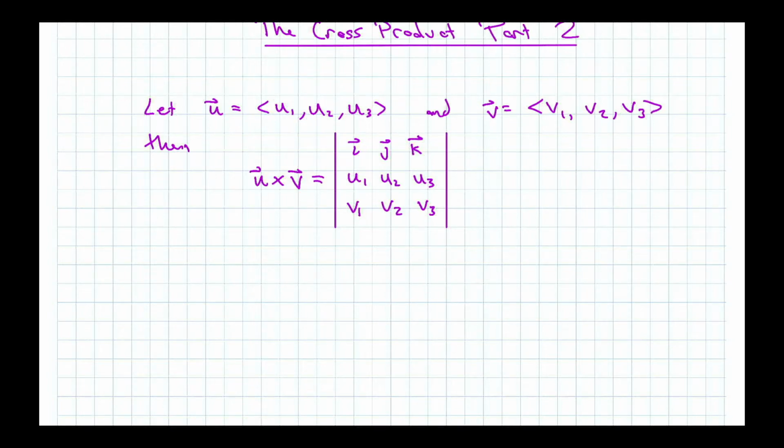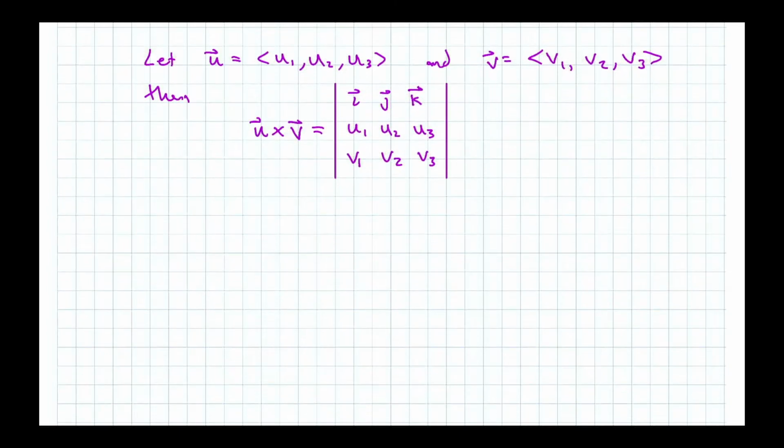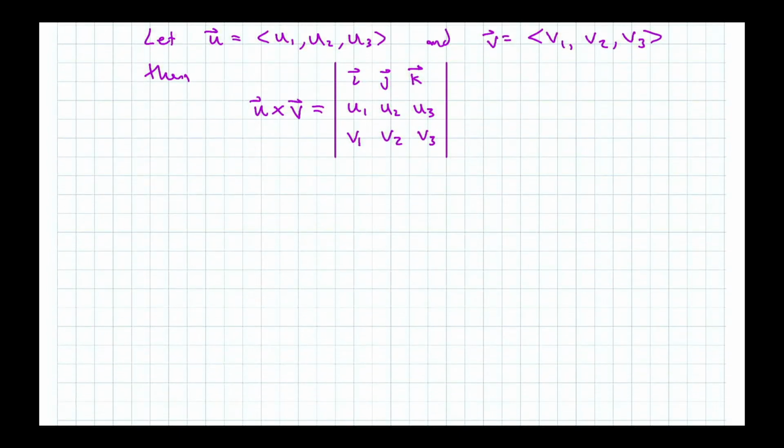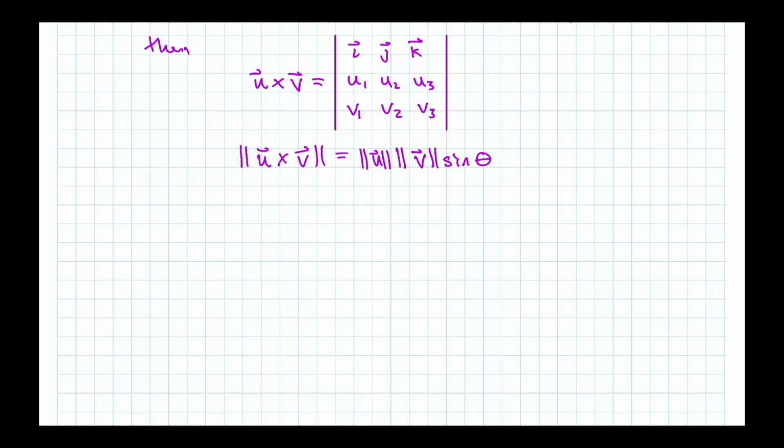So we have that. And also from the previous lecture, at some point, we talked about how the magnitude of u cross v was the magnitude of u, times the magnitude of v, times the sine of the angle between them. Okay, and we'll use both of those now. So let's get started here.